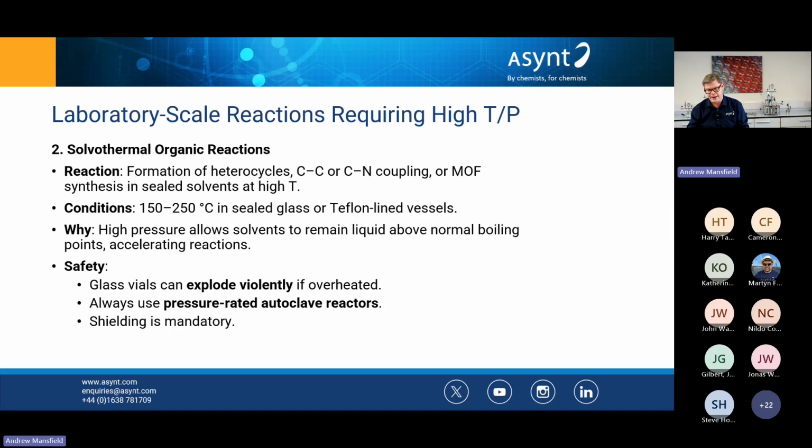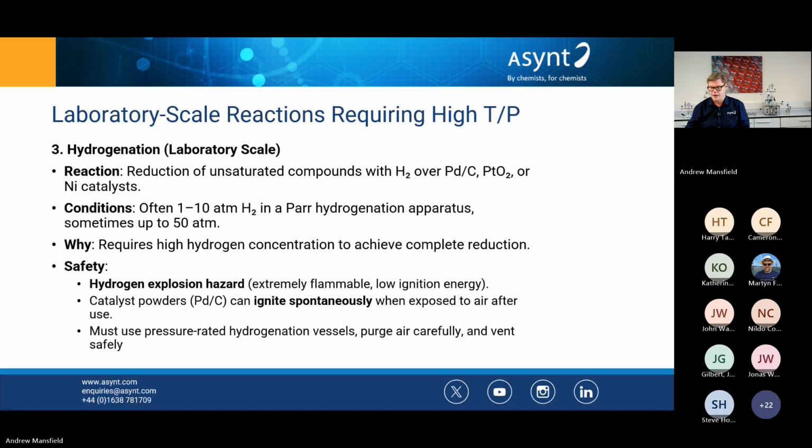The next example here is hydrogenations. So hydrogenations are pretty familiar to most chemists. It's a reaction for reduction of unsaturated bonds in organic compounds, and we typically use a precious metal catalyst and molecular hydrogen. Again, we're working at higher pressures. Sometimes we'll use much higher elevated temperatures, because a lot of these reactions can be quite sluggish. Some of them are quite quick, but we need a high hydrogen concentration.